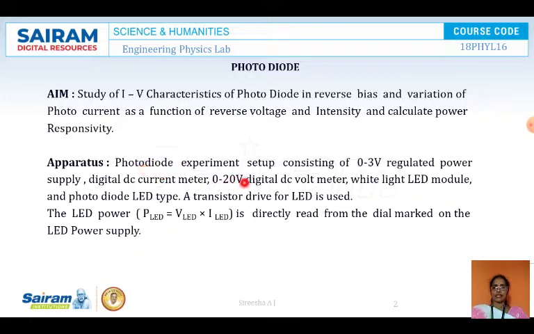Now the apparatus required here are a photodiode, an experimental setup consisting of a 0 to 3 volts regulated power supply, a digital DC current meter, a 0 to 20 volts digital DC voltmeter, a white light LED module, and a photodiode LED type. A transistor drive for the LED is also used. The LED power PLED, we know that P is V into I, so the LED power PLED is equal to VLED into ILED, which is directly read from the dial marked on the LED power supply.